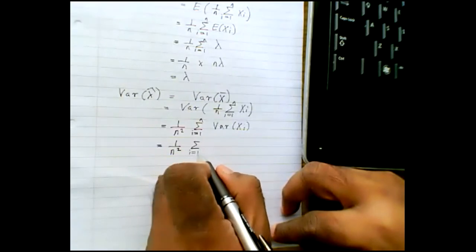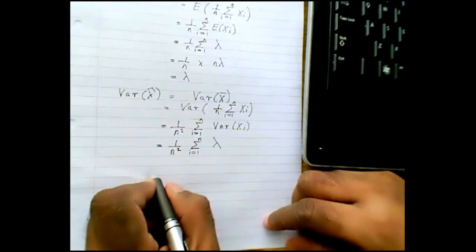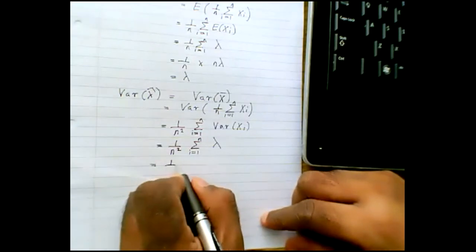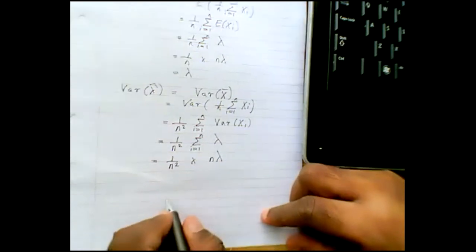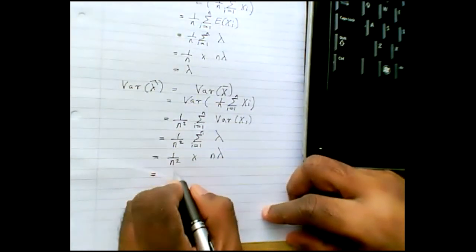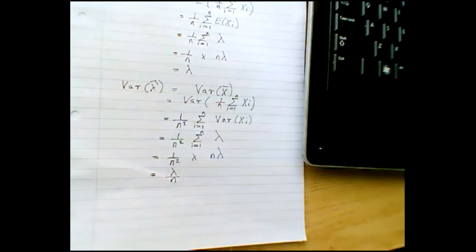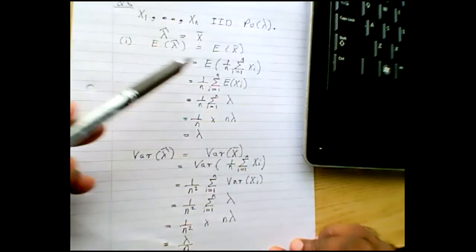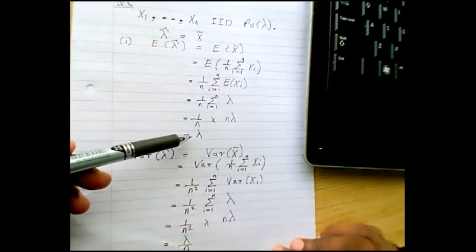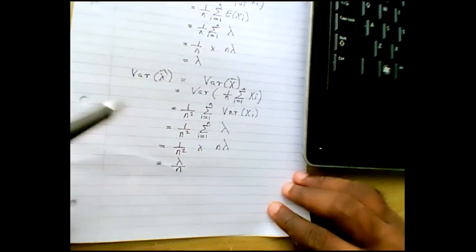The variance of a Poisson random variable is also lambda, right? So this is 1 over n squared times n lambda, which is lambda by n. All right, so the mean of lambda hat is lambda, and the variance of lambda hat is lambda by n.